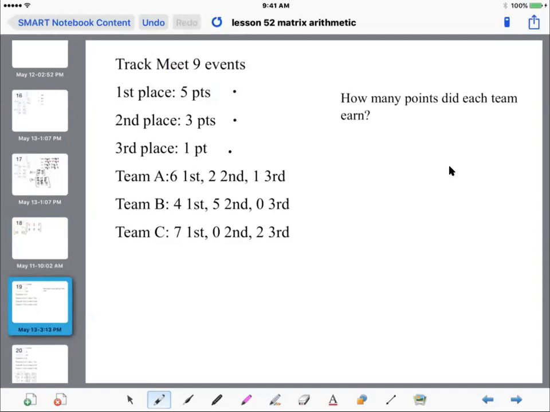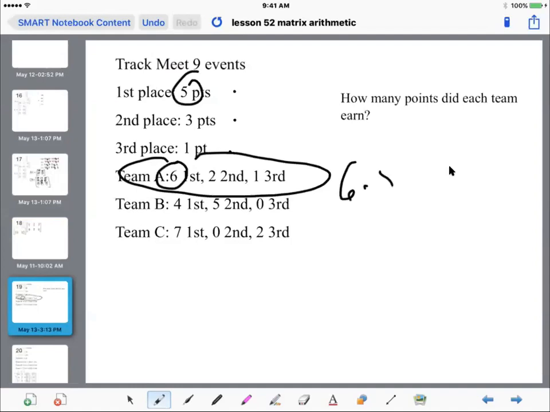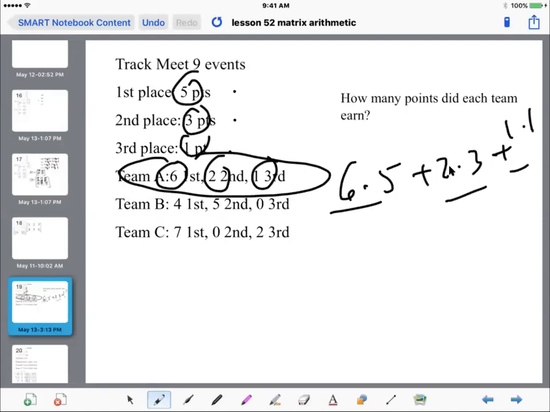And I wanted to figure out how many points each team earned. So to figure out how many points team A got, they got 6 first places, so I'd do 6 times 5, and then add it to their 2 second places, which is 2 times 3, and then add it to 1 times 1. And I would do that for all 3 of these. Well, that kind of looks like what you do in matrix multiplication.